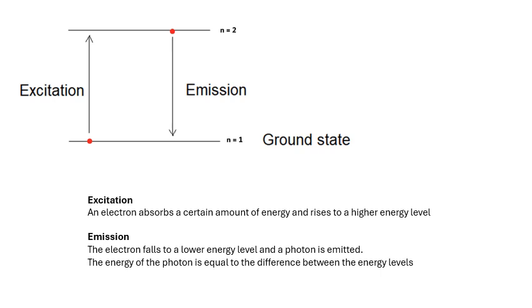So excitation: imagine an electron jumping up from n equals 1 to n equals 2, which is a higher energy level. And then at some point it falls back down again to n equals 1 and it emits a photon. So excitation, an electron absorbs a certain amount of energy, rises to a higher energy level. Emission, the electron falls to a lower energy level and a photon is emitted. And the energy of the photon is equal to the difference between the two energy levels.